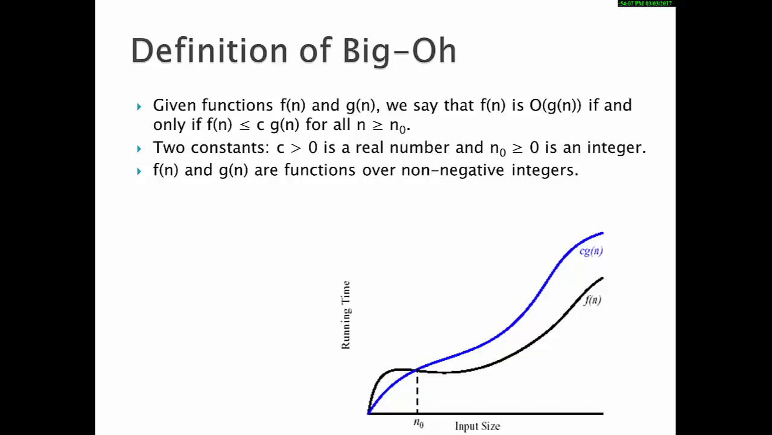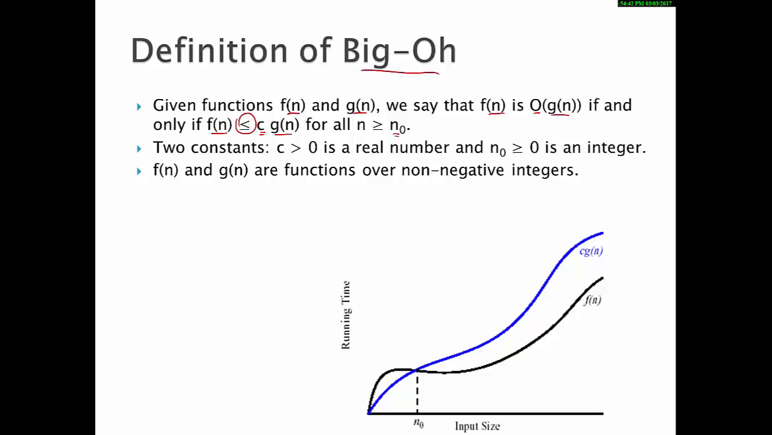Welcome back. Let's talk about the definition of some of these asymptotics. Let's start with big O. The definition is as follows. We have a couple of functions, f of n and g of n. We're going to say that f of n is big O of the function g of n if and only if the following inequality is true: that f of n is less than or equal to some constant multiple of g of n eventually. And by that, what we mean is for all n bigger than or equal to some point here, n naught.